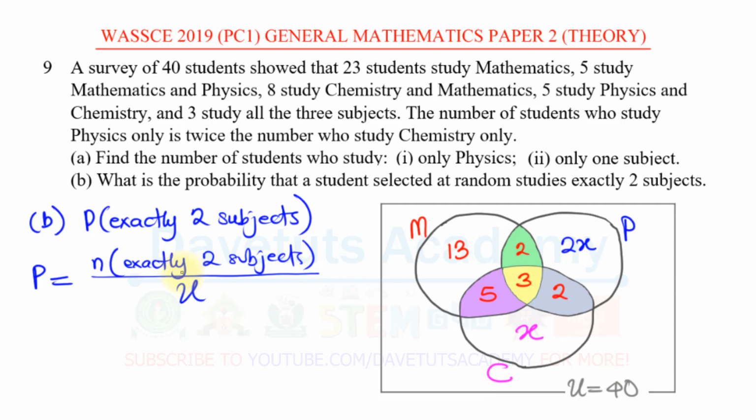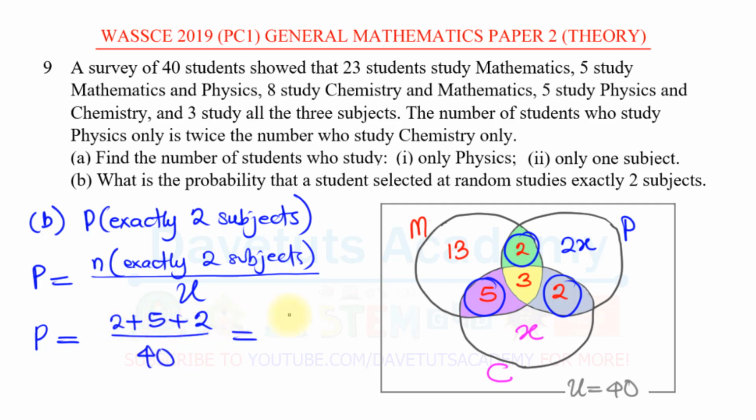Then we need to find those who study exactly 2 subjects. Exactly 2 subjects means that we are not talking about 1, we are not talking about 3. We only talk about those that studied only 2 subjects, and that will be this region in green, this region in purple, and this region in gray. That means the probability is going to give us 2 plus 5 plus 2 over 40. Now 2 plus 5 is 7, 7 plus 2 is 9, over 40. So the probability that we are looking for is 9 over 40.